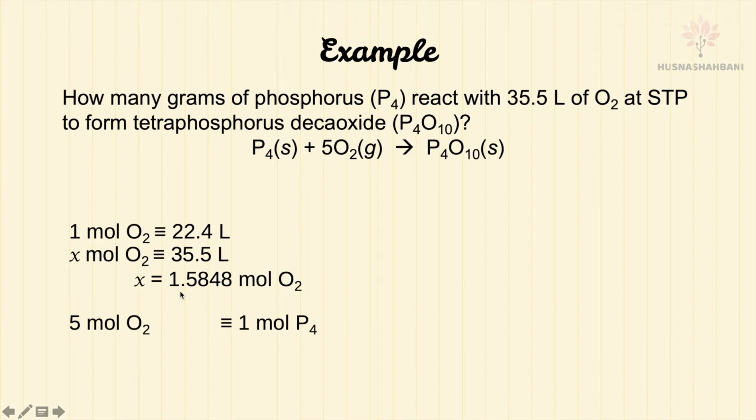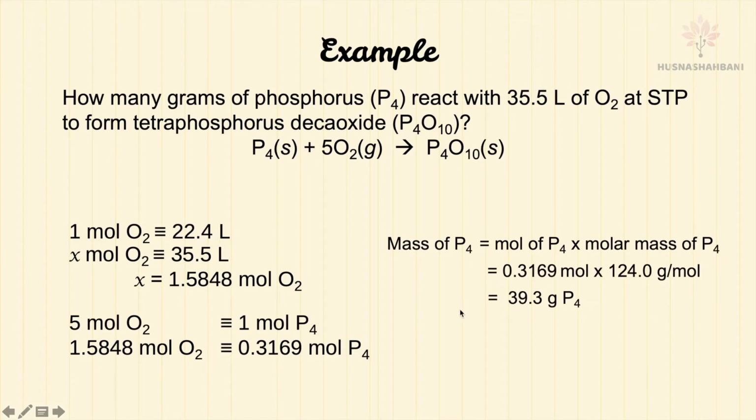We only have 1.5848 mole of oxygen. So, this amount of oxygen is equivalent to 0.3169 mole of phosphorus, just do the cross multiply. Now we have the number of mole of phosphorus. We can get the mass of phosphorus by multiplying the number of mole of phosphorus with the molar mass. You get 39.3 grams of phosphorus.